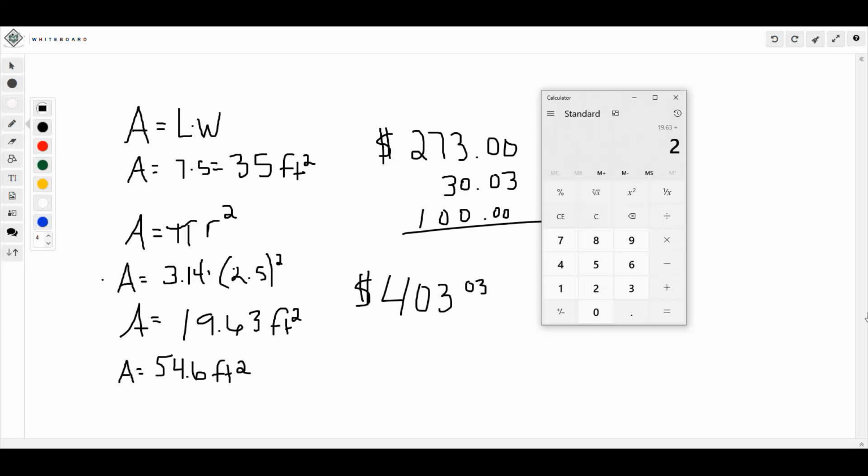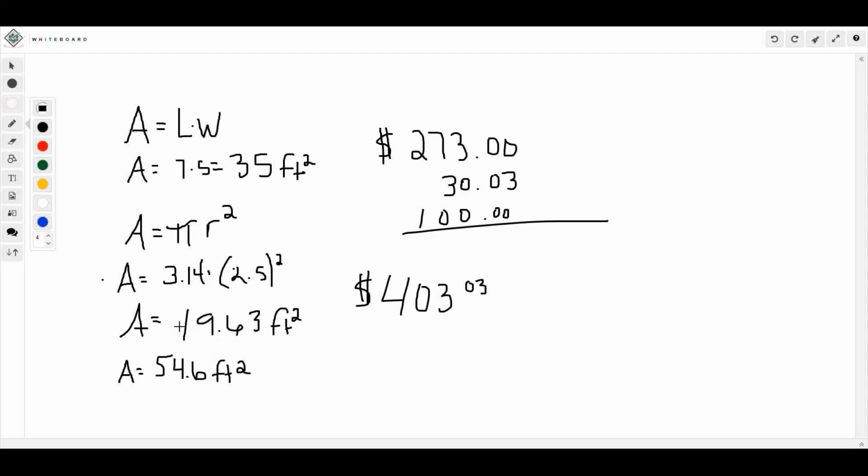19.63. Halving it would be 9 point. Let me make sure that's right. That would be 9.82. Yeah, let's do 9.82. Scratch that. 9.82 square feet.